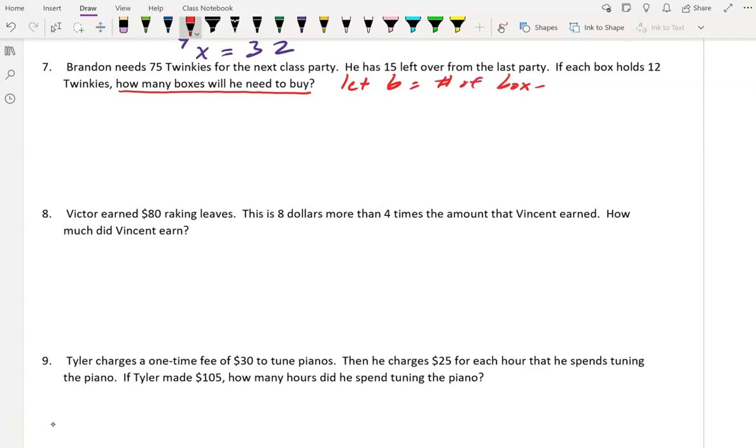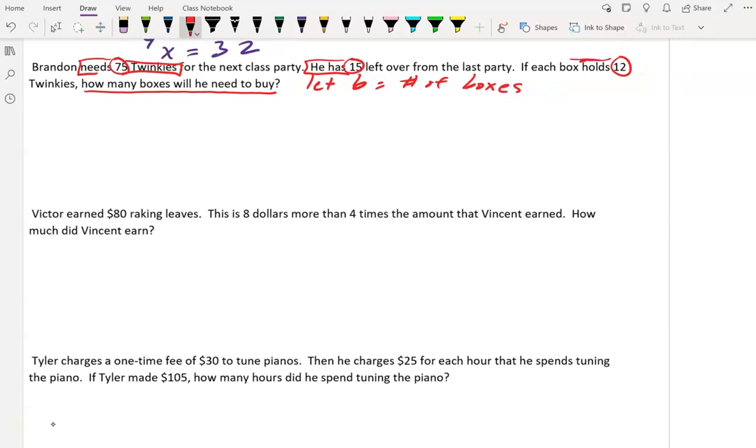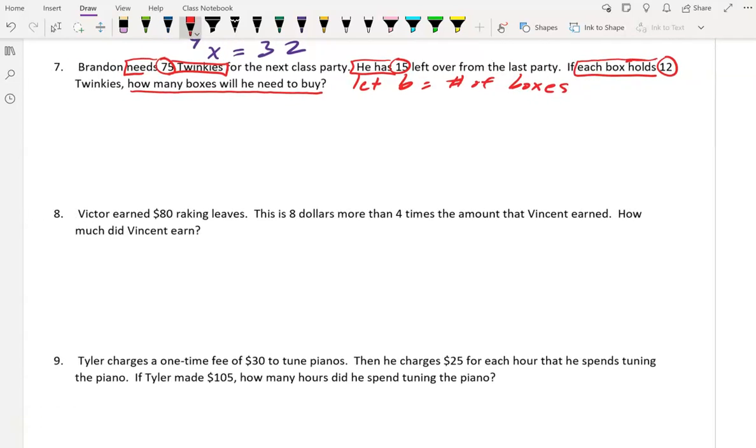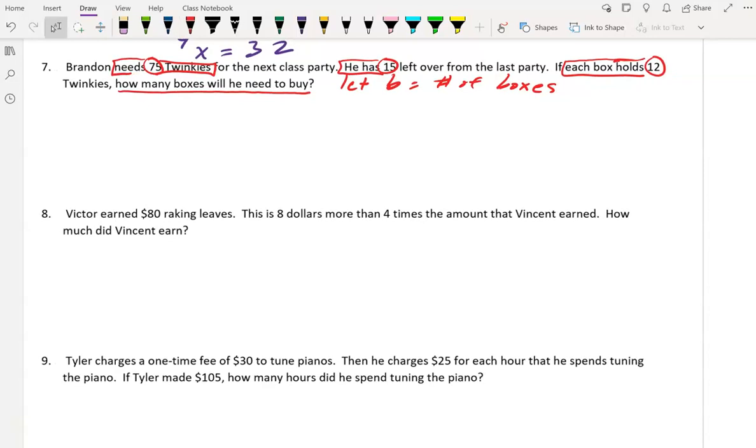If you're not writing these out and underlining the question, circling the numbers like 75 and 15 and 12, you're not doing your job. And then now we have to box the important information. He needs 75 Twinkies. Okay, he has 15, and each box holds 12.